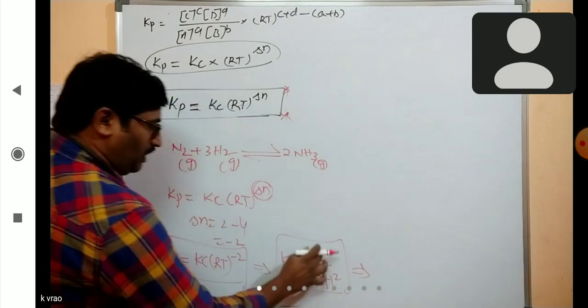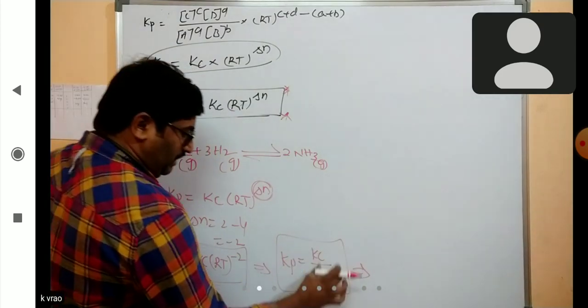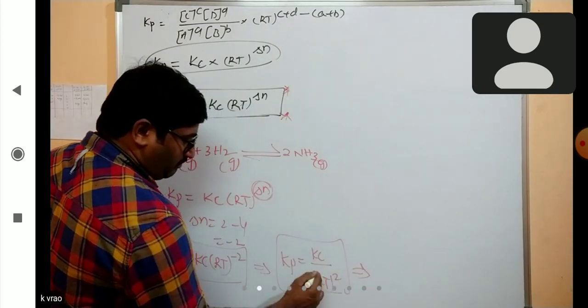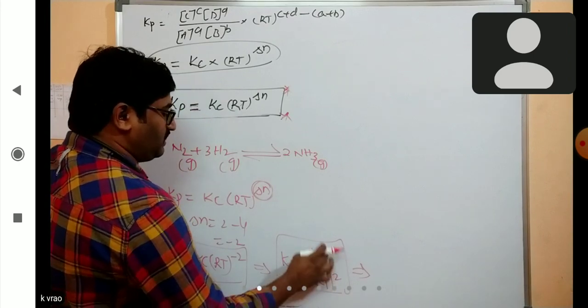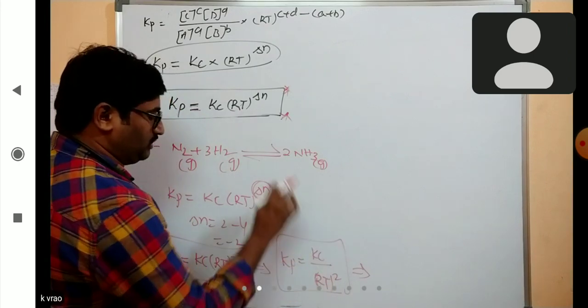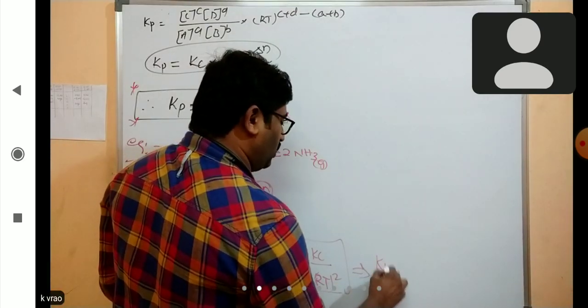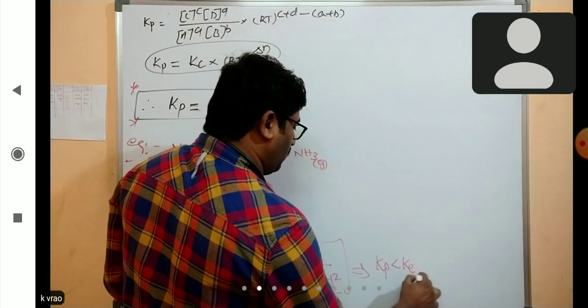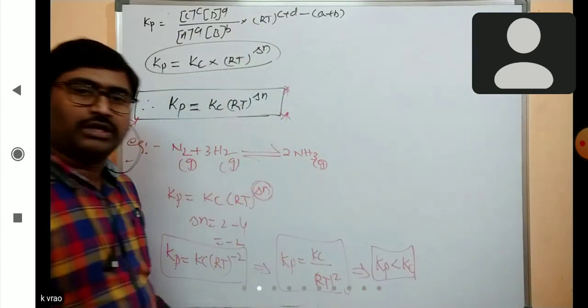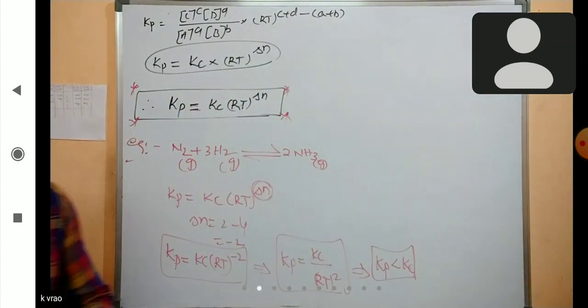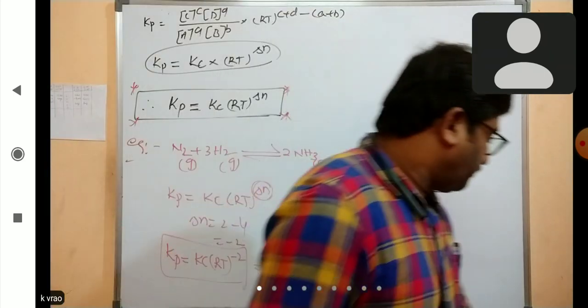Now from this, what do you understand? Kc is a division with some value, and RT is some value here. Therefore, Kc is the highest value and Kp is the lowest value. So the relation is Kp is smaller than Kc. Understood, girls? Are you okay now?